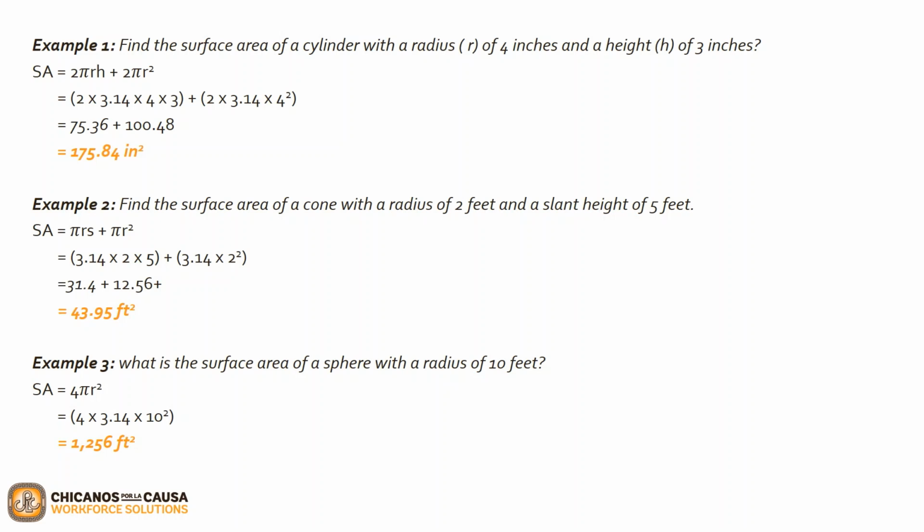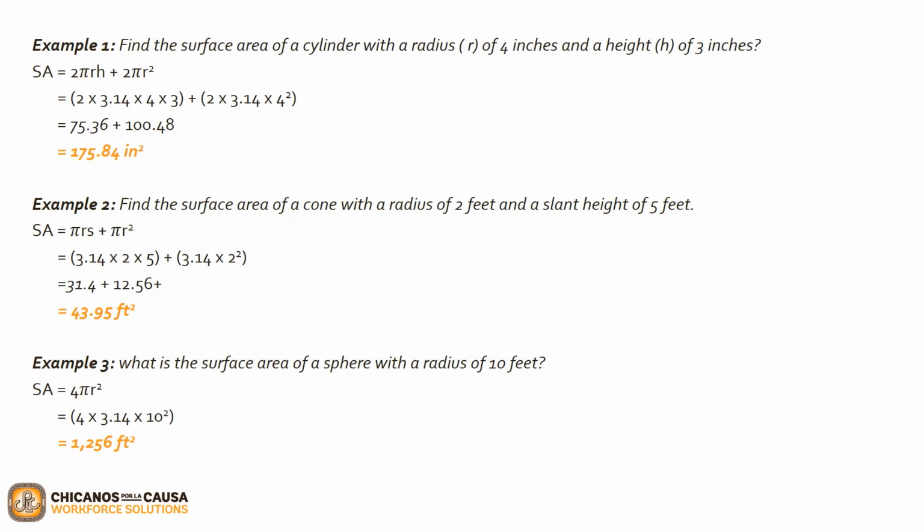So here you go. So you have 2 times 3.14 times 4 times 3 plus 2 times 3.14 times 4 squared. So when we simplify that, we have 75.36 plus 100.48, giving us a surface area of the cylinder of 175.84 inches squared. Pretty easy, right? So now let's focus on finding the surface area of a cone.